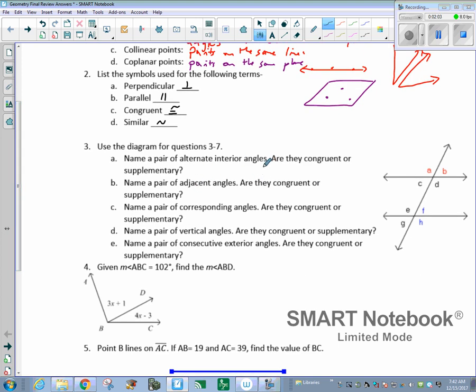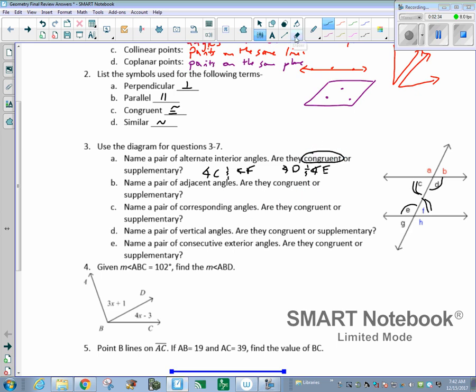And alternate interior angles are angles like, I'll give you an example. Alternate interiors are angle C and angle F, and angle D and angle E. All right, and so alternate interior angles, if you look at them, D and E, and C and F, well, those 2 angles are congruent to each other.